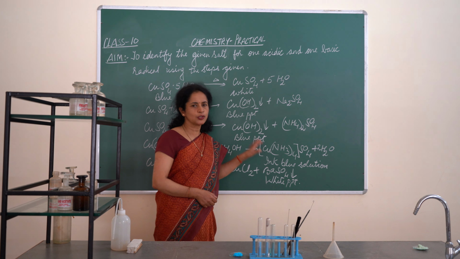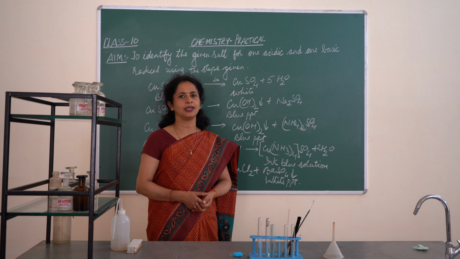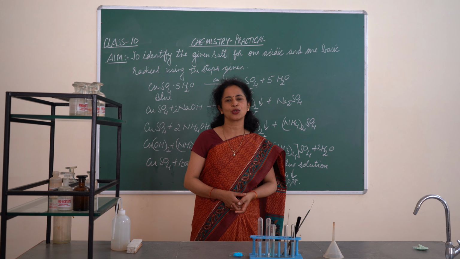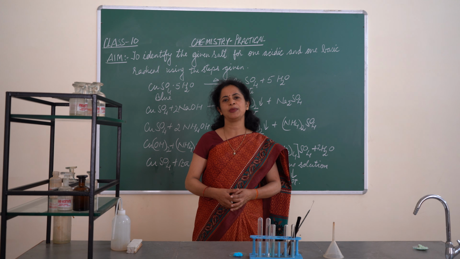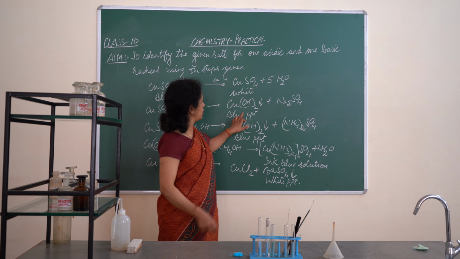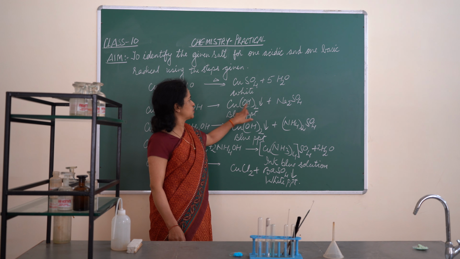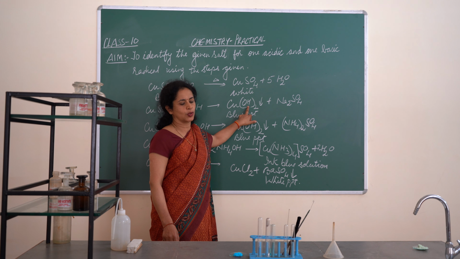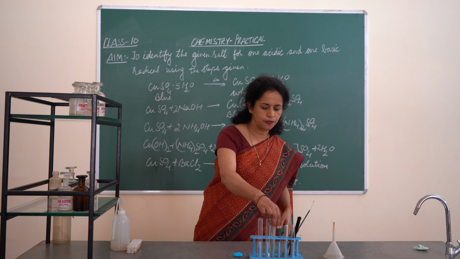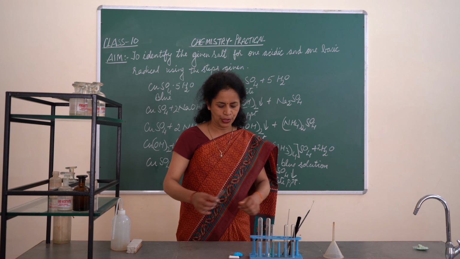The precipitate which is obtained after adding sodium hydroxide or ammonium hydroxide can be identified either on the basis of the color or on the basis of its solubility in excess of it. Here we will identify it with the help of color. Copper gives the blue color of copper hydroxide, with the help of which we can confirm that the given salt contains copper ions.